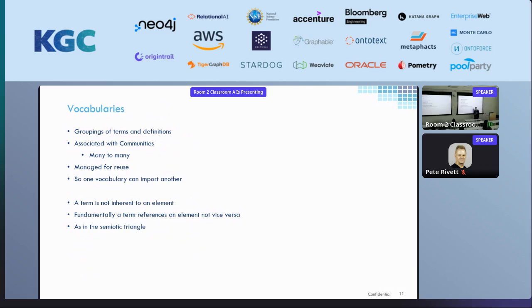So a vocabulary then is a grouping of terms and definitions. And it's the vocabulary that's associated with communities. You can sort of view a vocabulary as a potentially reusable module of terms. In theory, you could associate each individual term with a community, but that would get pretty unmanageable pretty quickly. So you can group your terms into vocabularies based on the communities that they're being aimed at, and also using good modularity principles of reuse.